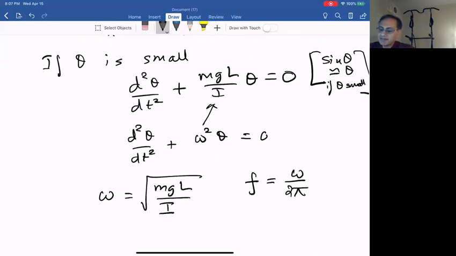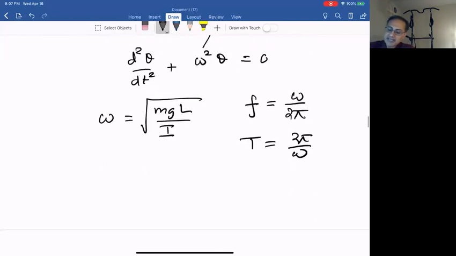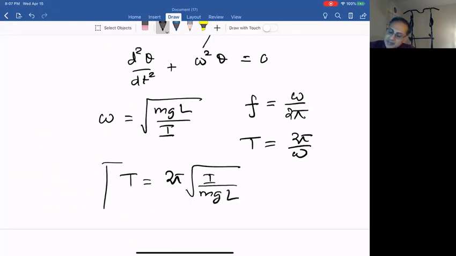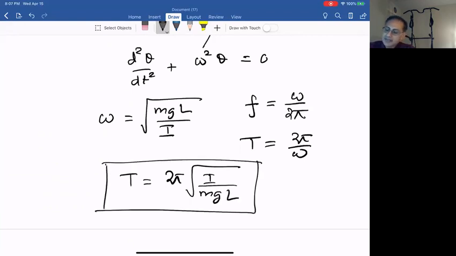And if you're interested in the time period, it's just 1 over f, so that's 2 pi divided by omega. So if you plug that in, you get T is equal to 2 pi times the square root of I divided by mgl. So this is the equation for the time period of a physical pendulum.